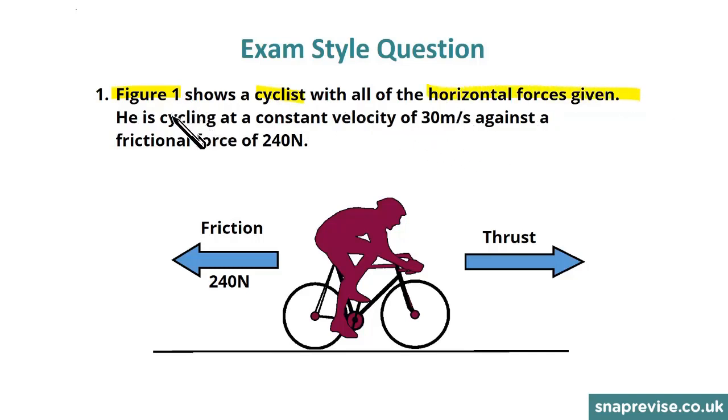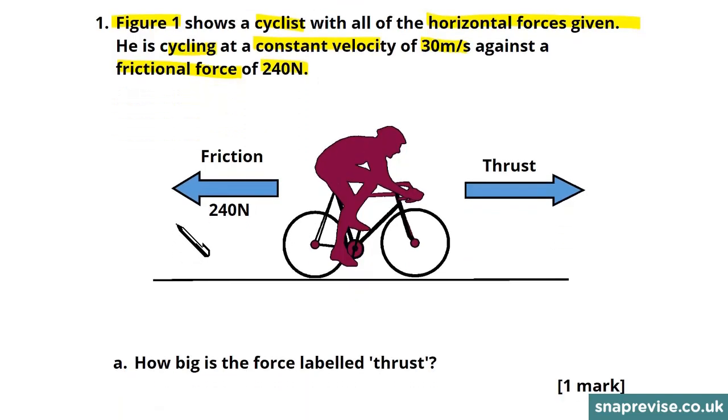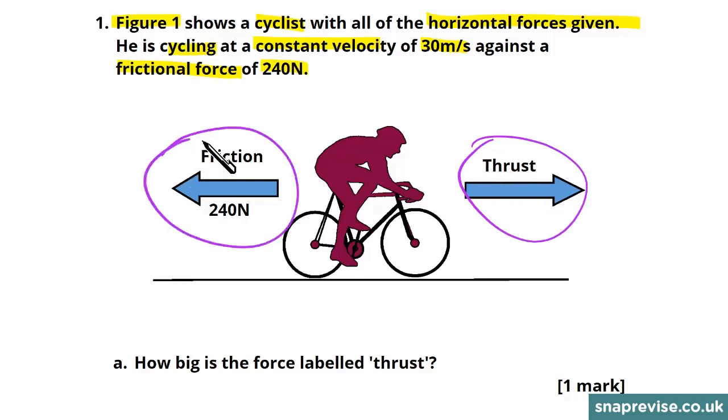He is cycling at a constant velocity of 30 meters per second against a frictional force of 240 newtons. So here we've got two forces acting on our cyclist. We have this thrust force, the force pushing the cyclist forwards, and we have this friction force which is holding the cyclist back. We've also been told that the cyclist is going at a constant velocity of 30 meters per second.